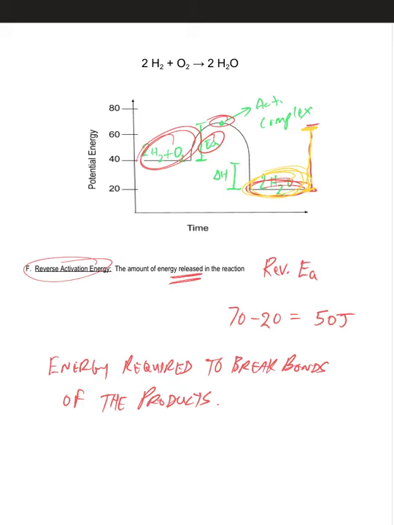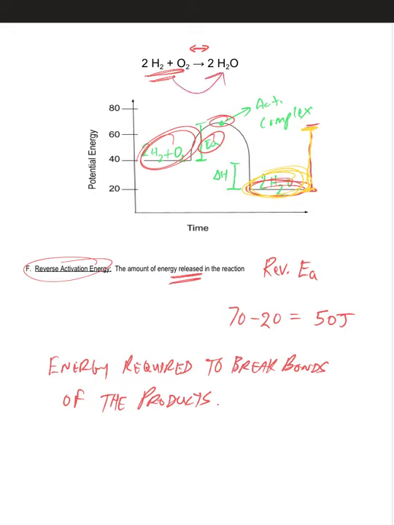Now, that might seem a little funny. Why would we be concerned with the bonds of the products being broken? Well, we're going to learn about next unit in equilibrium that sometimes reactions can go in both directions. And so the activation energy is how much energy is needed for the reactants' bonds to break to form products.